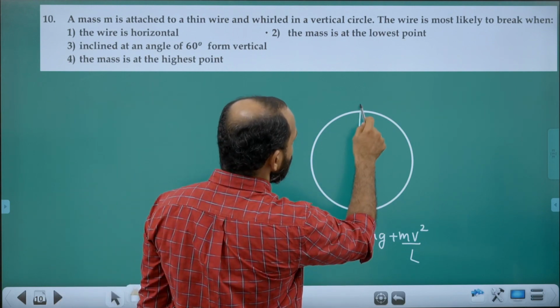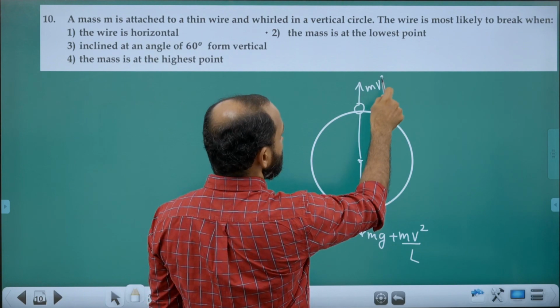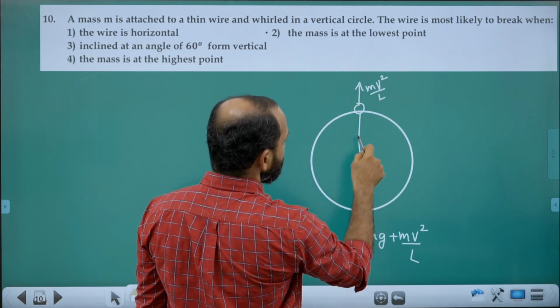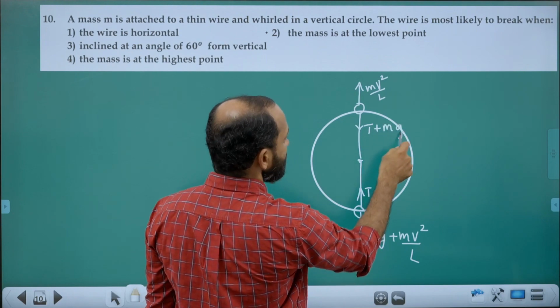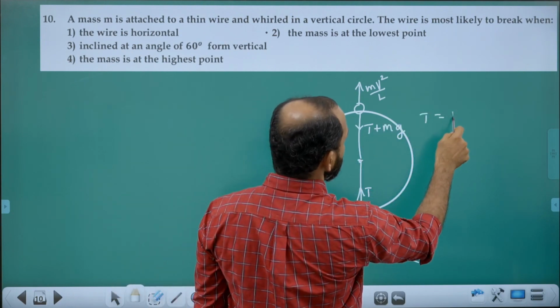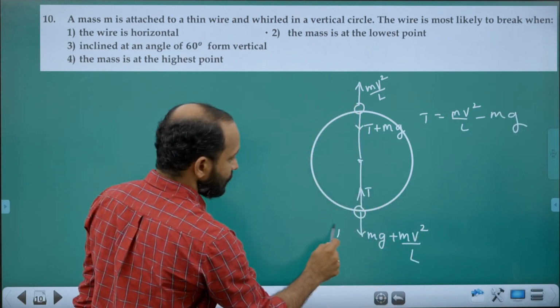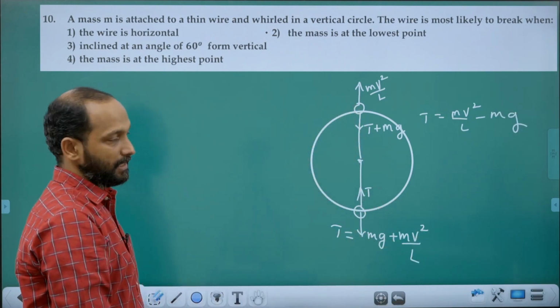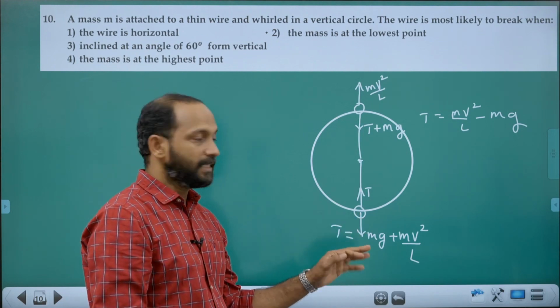At the same time, when it is at the top, what all are the forces? mv square by L is acting in the upward direction and tension is acting in the downward direction. T plus mg is acting here. So T is equal to mv square by L minus mg. But here T is equal to mg plus mv square by L. So it is more likely to break when it is at the bottom because tension is more when it is at the bottom.